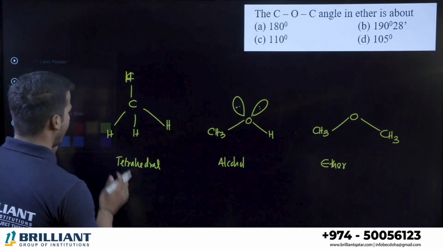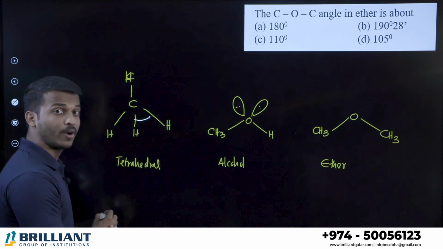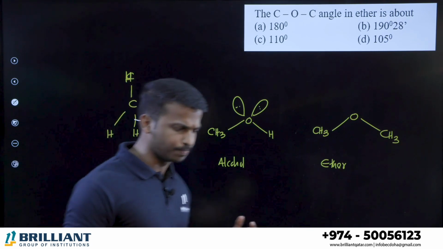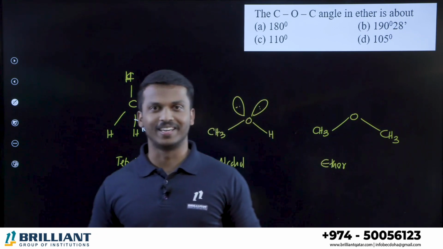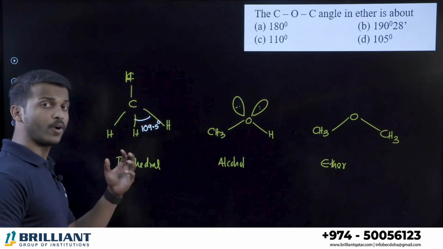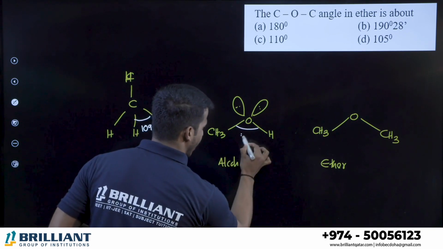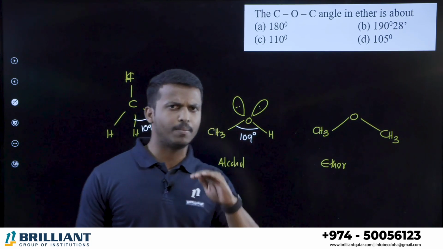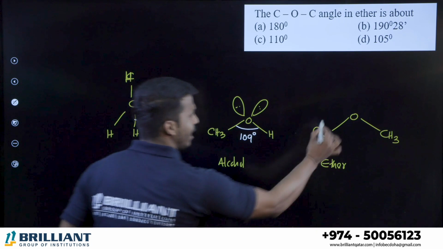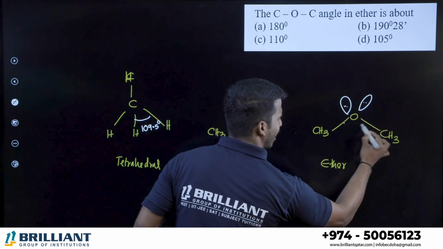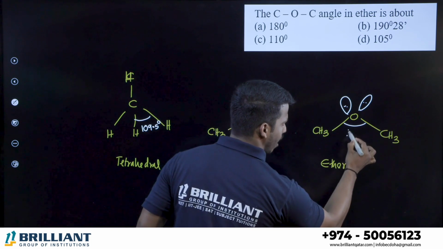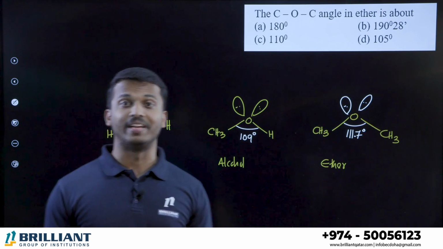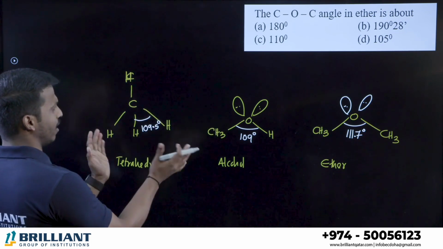Here, what is the bond angle in each system? What is the normal tetrahedral bond angle? You may study 109.5 degree, or 109 degree 28 minute, right? So what is the bond angle in alcohol, dear all? In alcohol, the bond angle is nearly 109 degree. Exactly, we can say 108.9 degree, but almost 109 degree. What is the bond angle in an ether? In ether, the bond angle is nearly 111.7 degree.